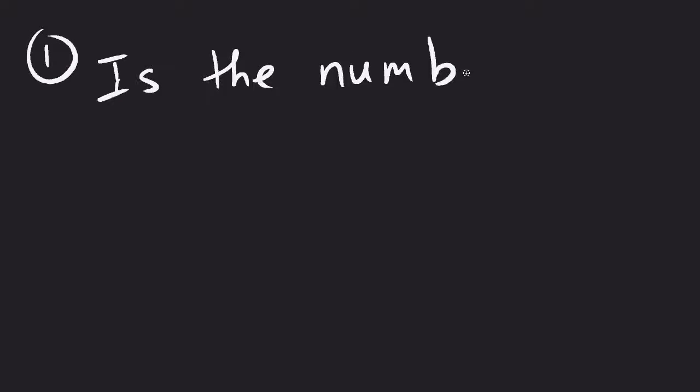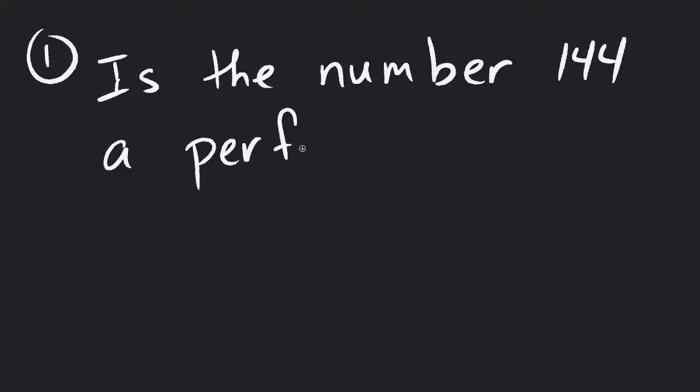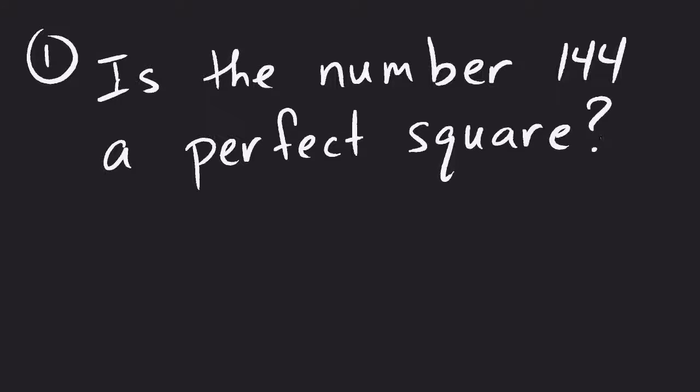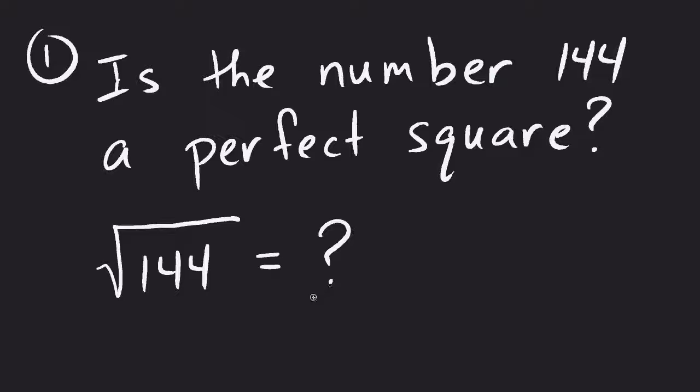So a question might look something like this. Is the number, let's say 144, a perfect square? That might be what the question would look like on a test. So what we're really looking at is if I take the square root of 144, do I actually get something that's perfect? Do I get an actual number out of this that comes out clean?